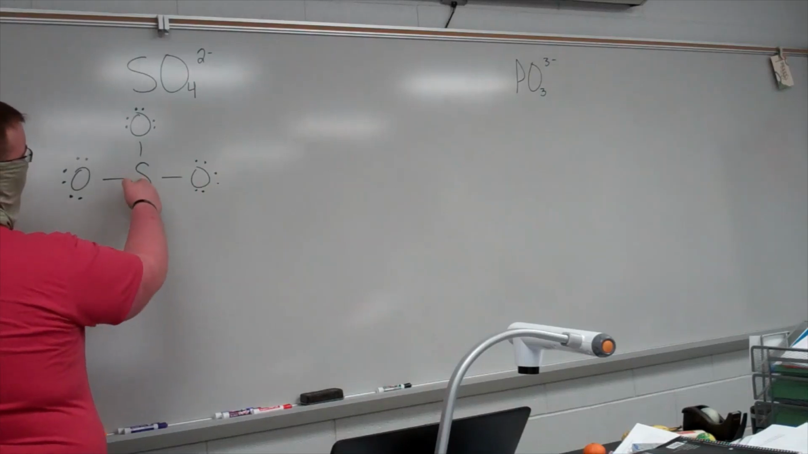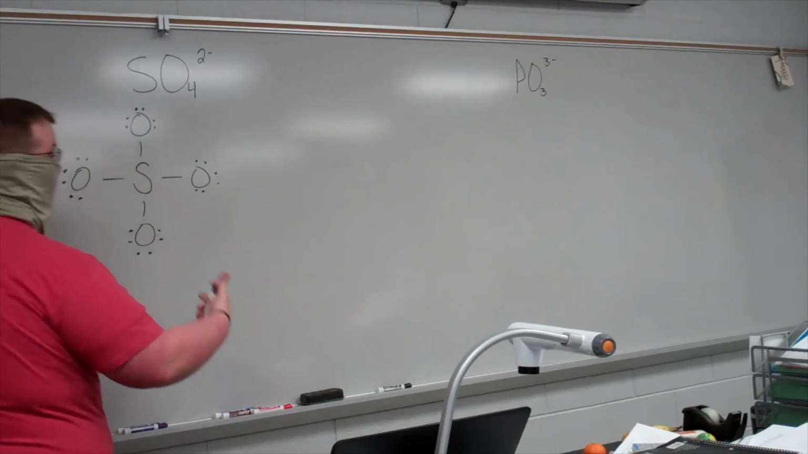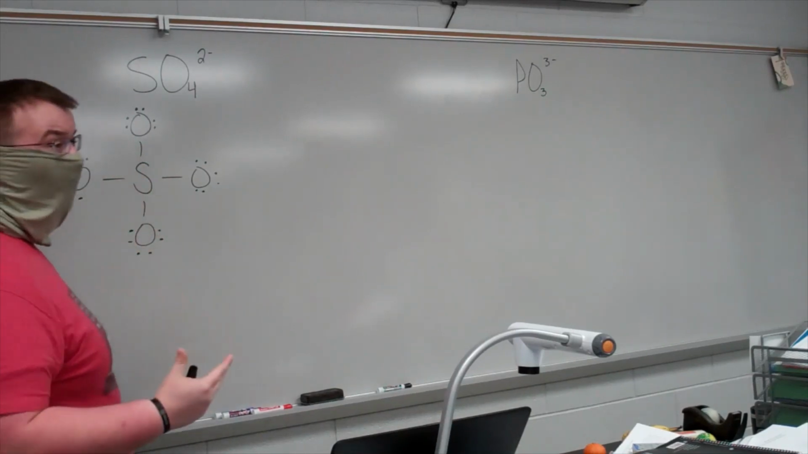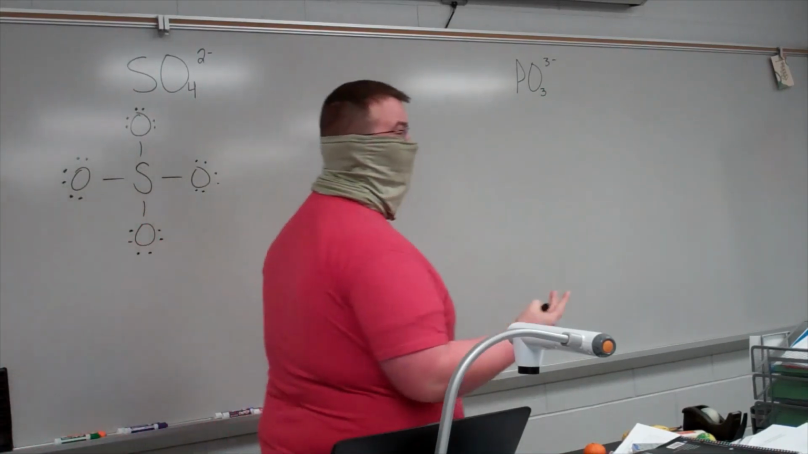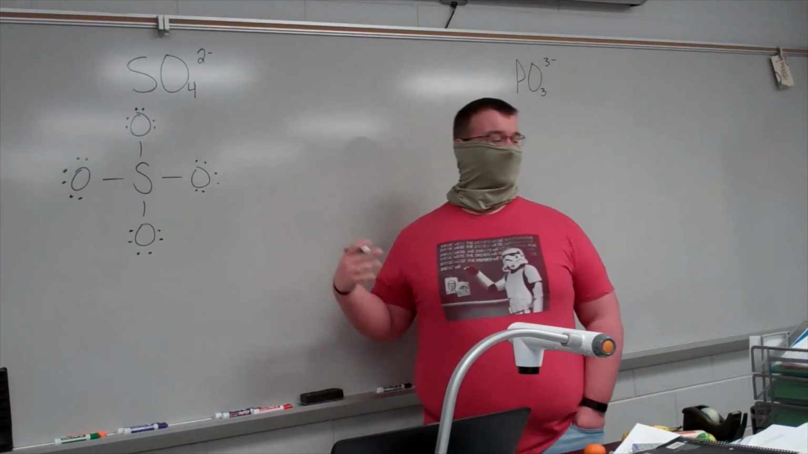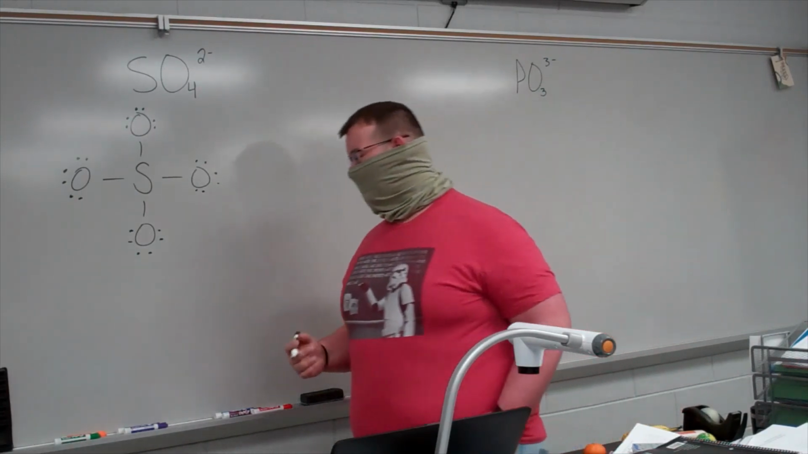So in this, sulfur, do I need to add anything to the sulfur? The answer is no, because it has 1, 2, 3, 4 single bonds. Each bond counts as 2 electrons, so it has 8. Now we step to calculating how many of these electrons we actually have to show.